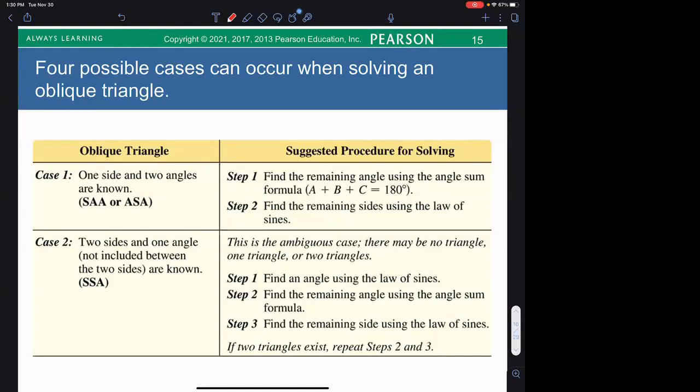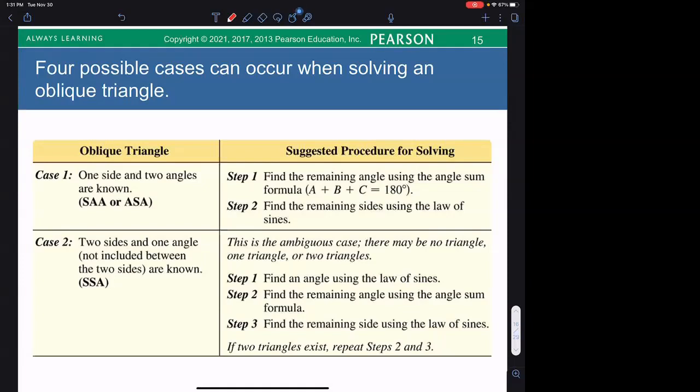So case 1, you are given side angle angle or angle side angle, meaning 2 angles and a side that's between them or a side that's not between them. And in both of those cases, you would use the law of sines after finding the missing angle. So it gives you a suggested procedure, which is nice to summarize the work that we did in the earlier sections as well. Step 1, find the third angle. Step 2, find the remaining sides using the law of sines. And that works for both of those situations in case 1, where you have 2 angles and a side.